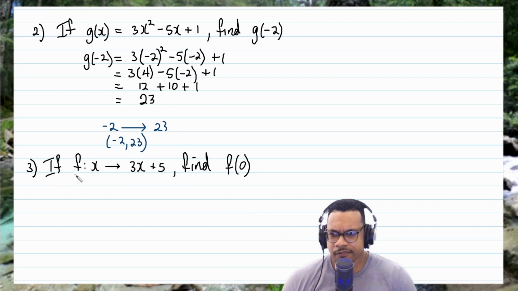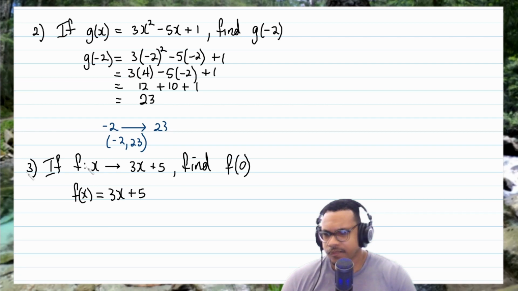So here I have if f is such that x is mapped to 3x plus 5, find f of 0. So first I'll write this differently, because I know that is equal to f of x is equal to 3x plus 5. This means the same as this. So now to find f of 0, I'll replace the x's with 0. So I'll have f of 0 will equal to 3 multiplied by 0 plus 5.